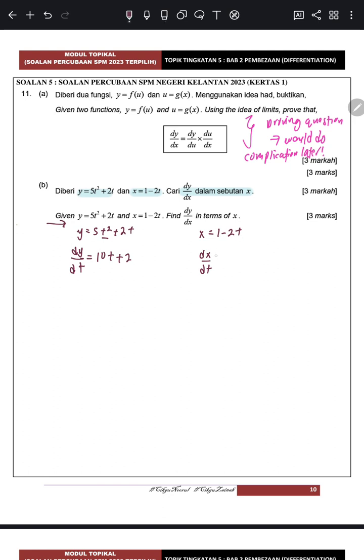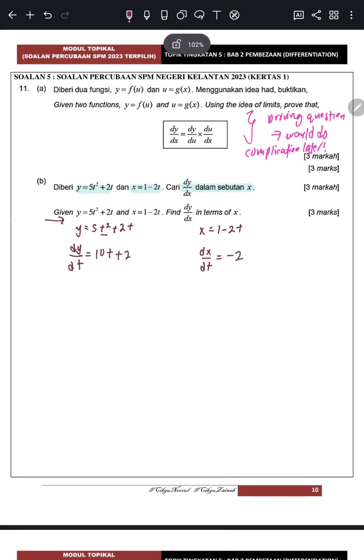Then you simply differentiate. So negative 2, because if you differentiate 1, which is a number, it turns out to be 0, and negative 2t: negative 2 times t to the power of 1 minus 1, so t to the power of 0 is actually 1, so negative 2 times 1 is negative 2. That's it. It's just simple differentiation. You should make sure you're good at differentiating.